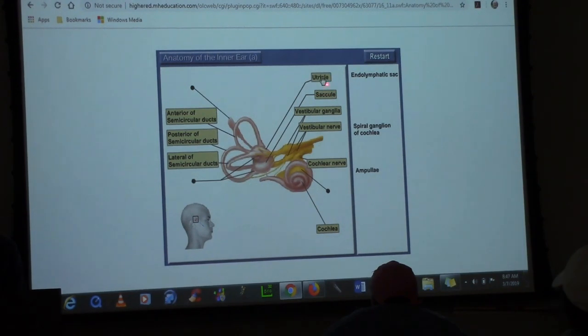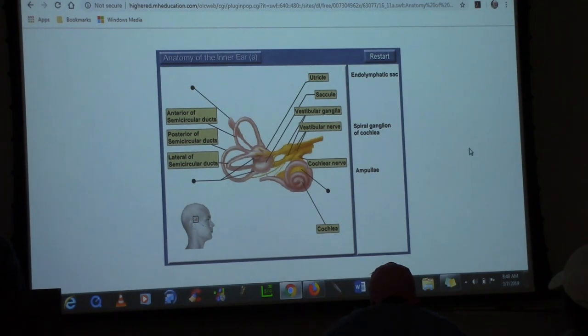And that goes here. That one goes there. Okay? Utricle and saccule are the parts of the vestibular system that detect lateral acceleration. Semicircular canals detect rotational acceleration.